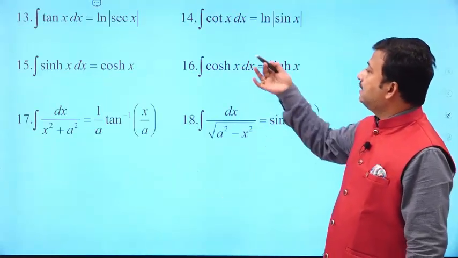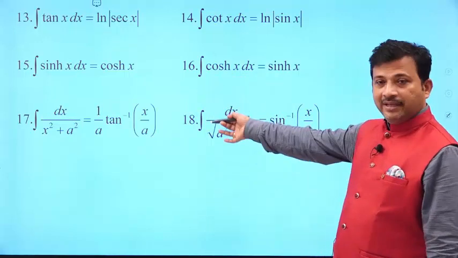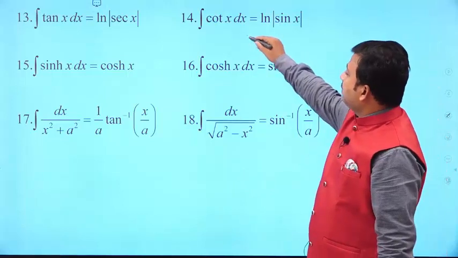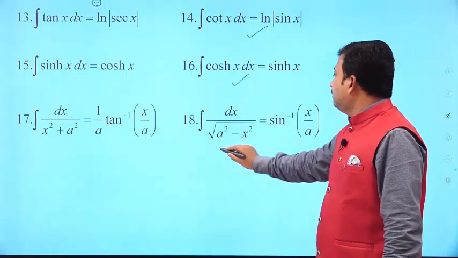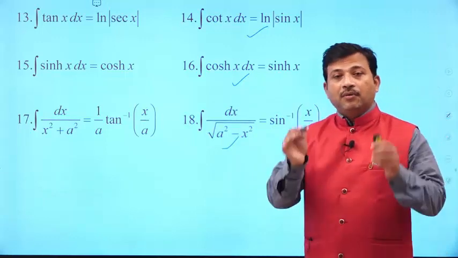So integration of dx by x square plus a square equals 1 by a tan inverse x by a, and similarly for sin hyperbolic x and cos hyperbolic x, right? So these are the basic formulas we should remember before proceeding to solving.